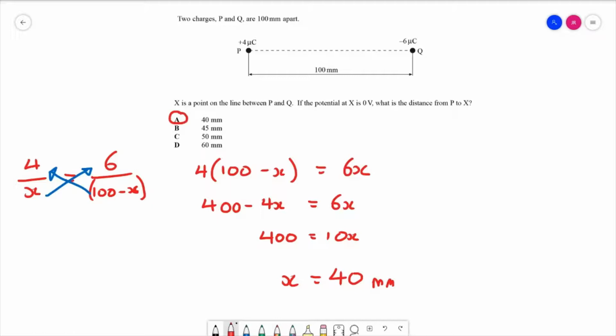So just to remind you, when we're looking at scalars, we simply calculate the value, no matter how many there might be, at a particular point, and then we just add them all together. Because they're scalars, we don't need to take account of the direction in any way, shape or form.